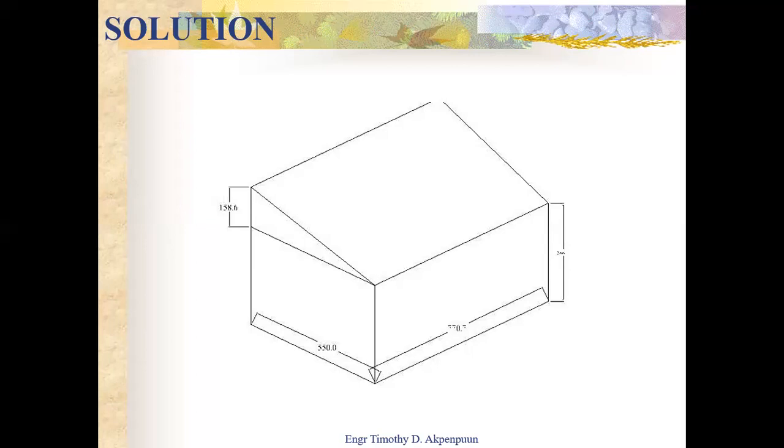But let's calculate the area of this triangle. What is the area of this triangle? Half base times height, is it not? That's 1/2 times 550 times 158.6. Remember, this building, we have 2 of the triangles, one on this side, one at the other end, right? Are we understanding me? Yes, sir.